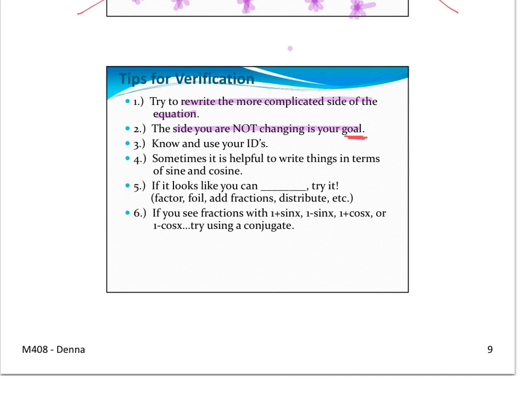Different strategies, we need to know all of those identities. Sometimes it's helpful to write things in terms of sine and cosine. Don't be afraid to try to factor, FOIL, distribute, combine fractions, etc. And if you see something in your problem that involves 1 plus sine x, 1 minus sine x, and so forth, try multiplying the top and bottom by a conjugate. What this does is this allows us to use those Pythagorean identities once we simplify.